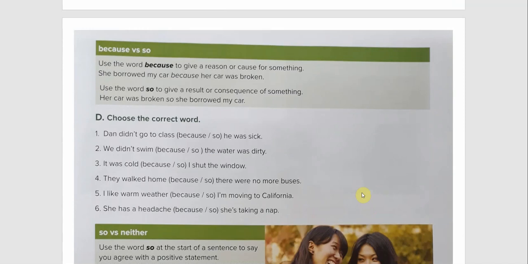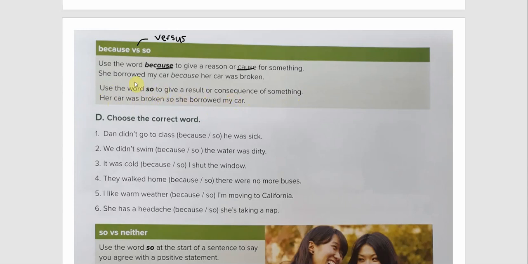Because versus so. All right, so when you see this in English, VS, this is versus. Because versus so. Use the word because to give a reason or cause for something. She borrowed my car because her car was broken. Use the word so to give the result or the consequence of something. Her car was broken, so she borrowed my car.